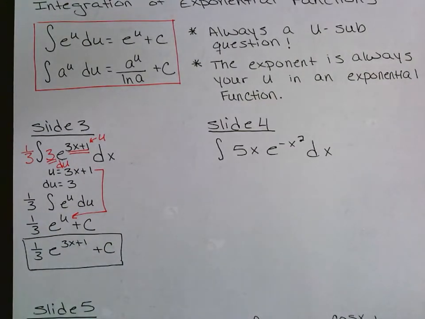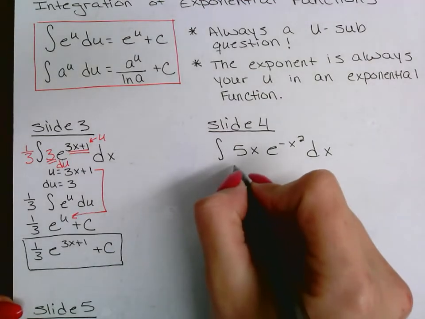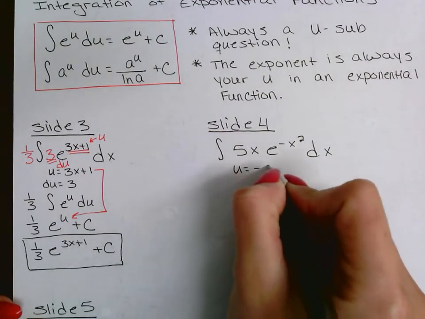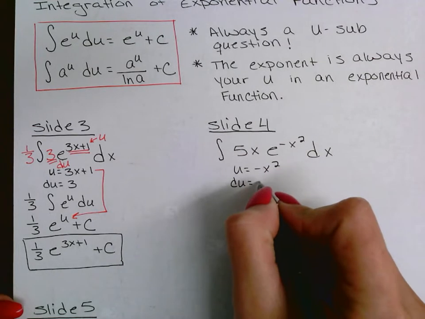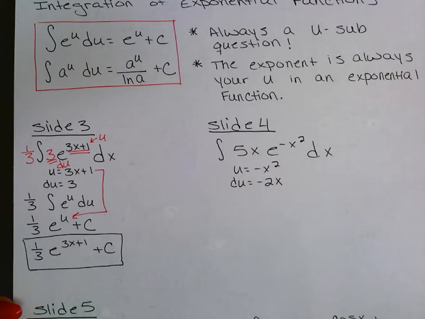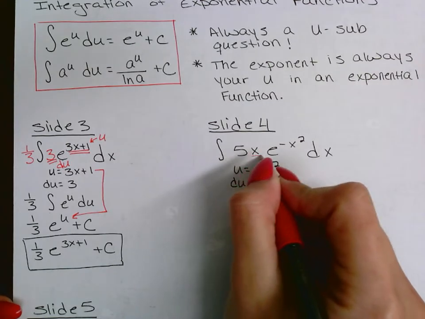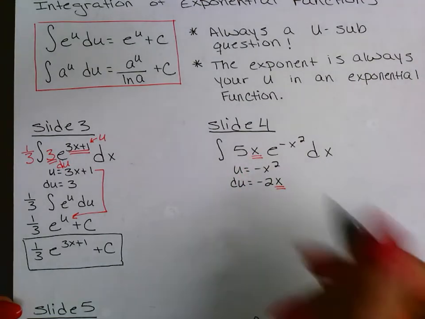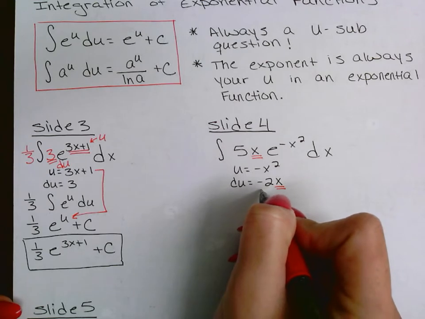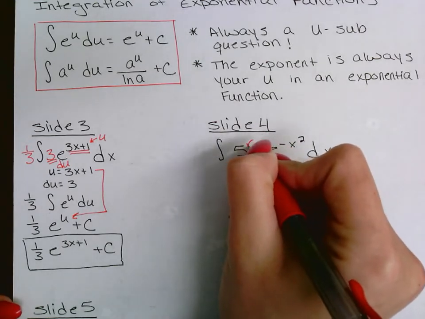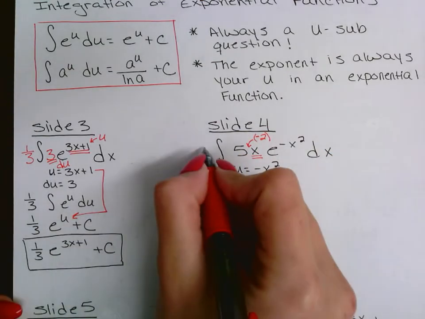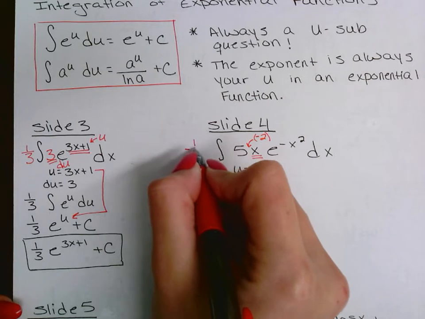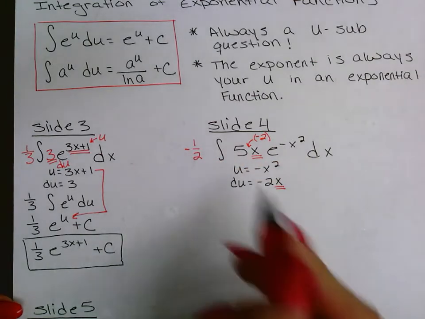So our next question. Who is our u? Negative x squared. Good. What is the derivative of negative x squared? Negative 2x. Okay. So if we look at the original problem, we have the x. That part's good. But I'm missing this negative 2. So I need to multiply in a negative 2, which means on the outside I need to multiply a negative 1/2. But what about this extra 5 here?